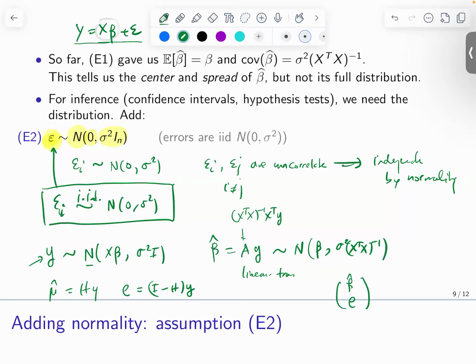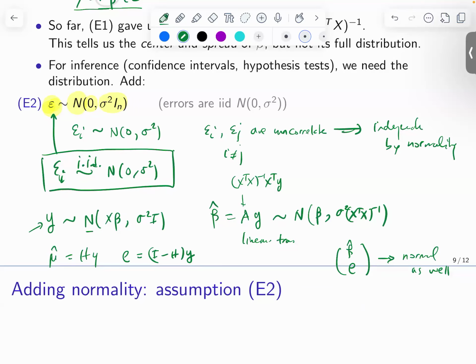Oh, we'll figure this out later, next time. But as an exercise, try to show this is normal as well. Just argue that this can be written as a linear transformation of something that you know is normal, and it's going to be normal. Questions?